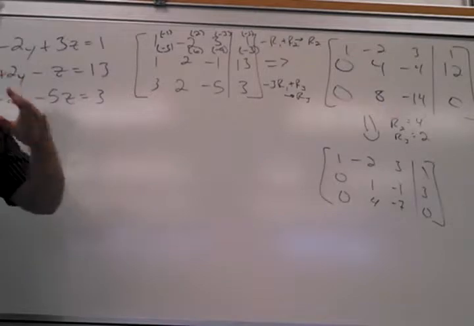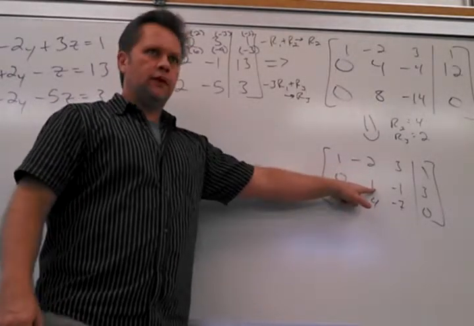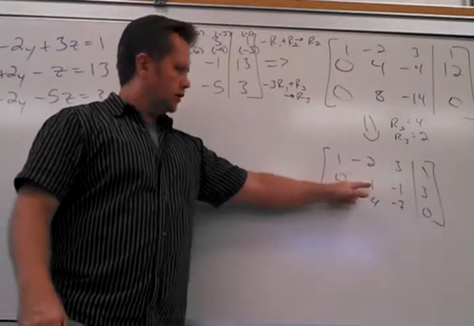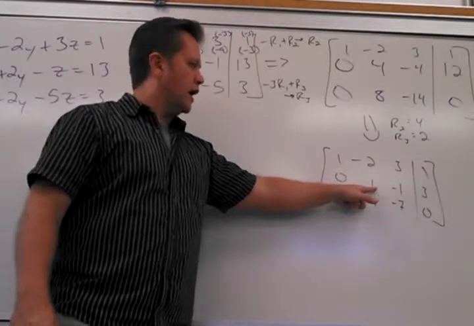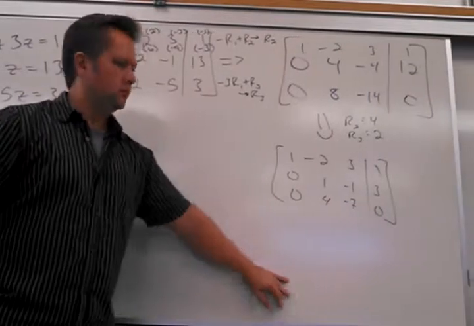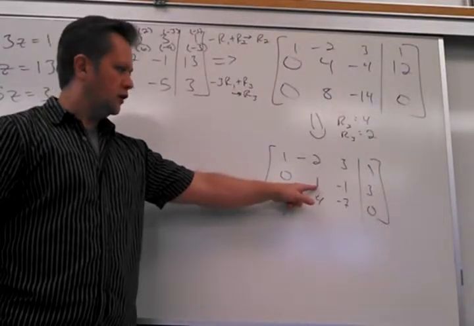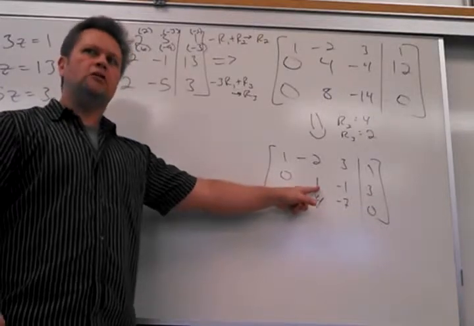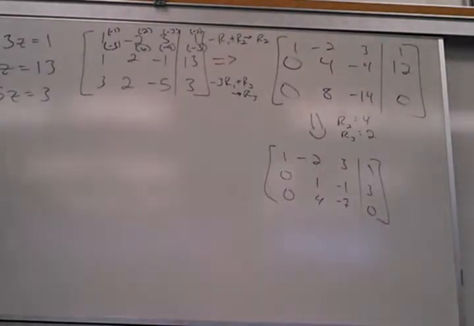What's really nice with this one is I got a 1 there. I was kind of hoping that wouldn't happen, but it's nice when it does, because then I don't have to worry about it. But we talked the other day, if that was a 3, I could divide by 3, but then I get all these fractions that I really don't want to deal with. So if there was a 3 there, what's another way to make it a 1? Make it a negative 3, and add it to row 3.